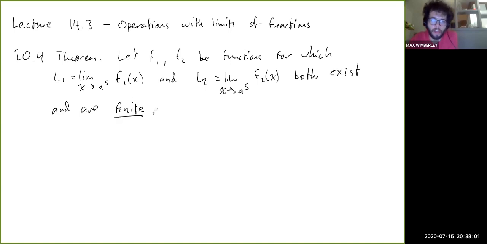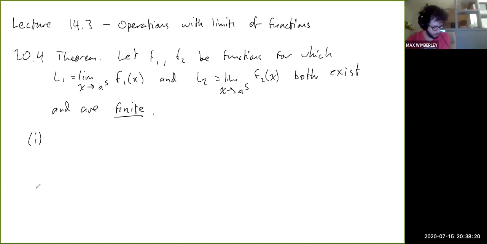You can actually adapt this theorem to include cases where L1 or L2 might be infinite, but you have to do it really carefully because, well, you'll see why. You want to avoid indeterminate expressions basically.